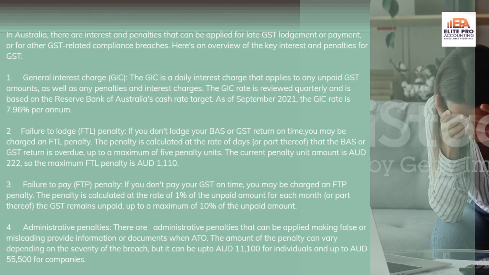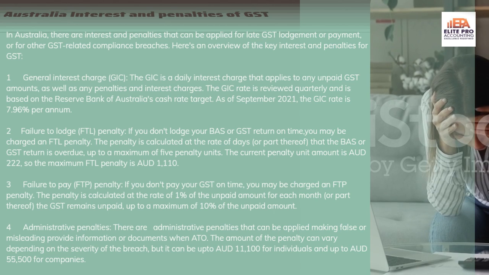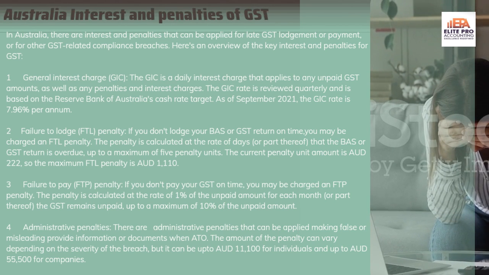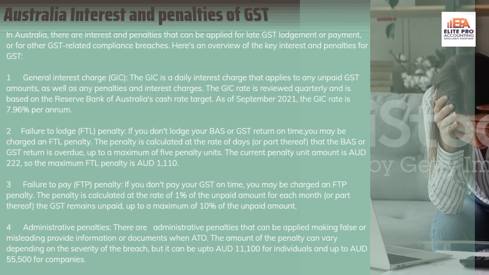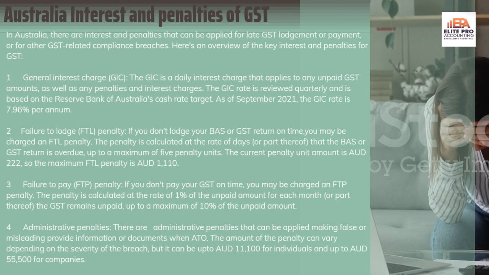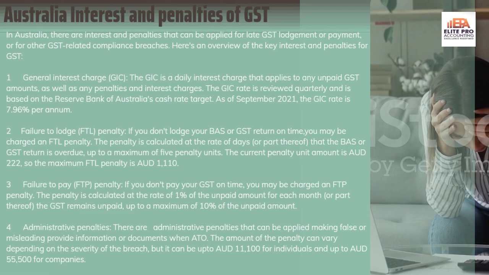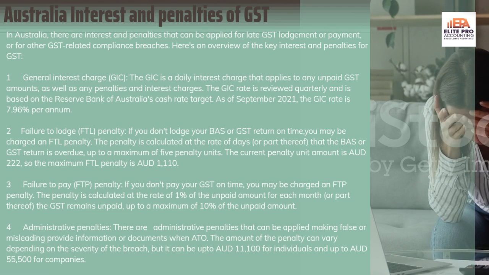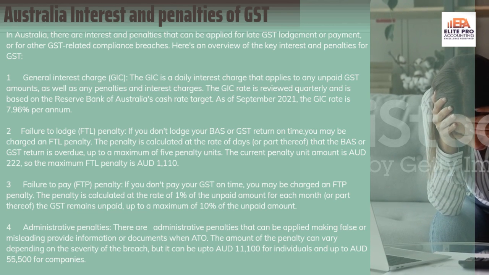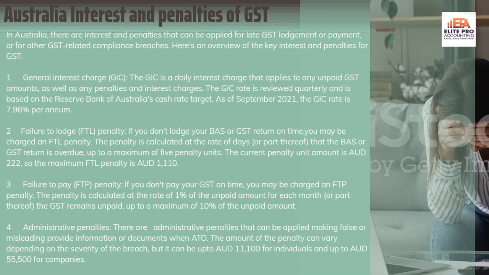Interest and penalties of GST in Australia. There are interest and penalties that can be applied for late GST lodgement or payment, or for other GST-related compliance breaches. Here's an overview of the key interest and penalties for GST. 1. General Interest Charge, GIC. The GIC is a daily interest charge that applies to any unpaid GST amounts, as well as any penalties and interest charges. The GIC rate is reviewed quarterly and is based on the Reserve Bank of Australia's cash rate target. As of September 2021, the GIC rate is 7.96% per annum.